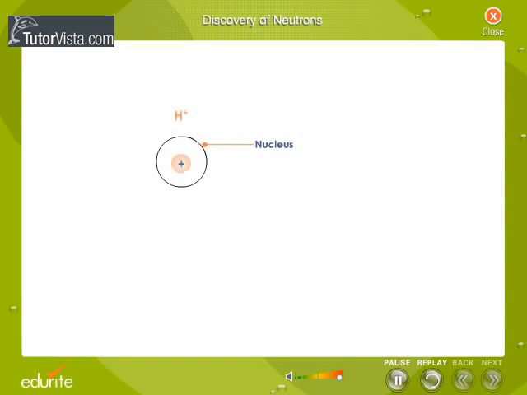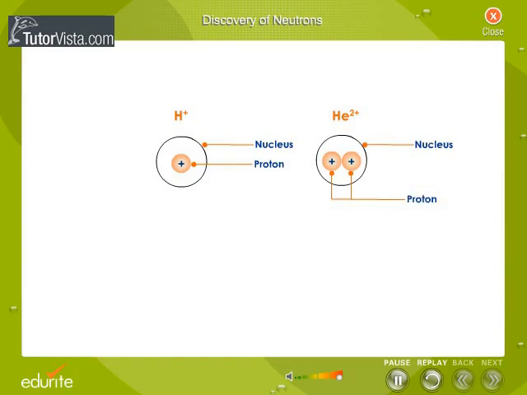But we know that hydrogen has one proton in its nucleus, whereas helium has two protons. If the protons were the only particles in the nucleus, then a helium nucleus would have two protons and therefore only twice the mass of hydrogen. However, it actually has four times the mass of hydrogen.